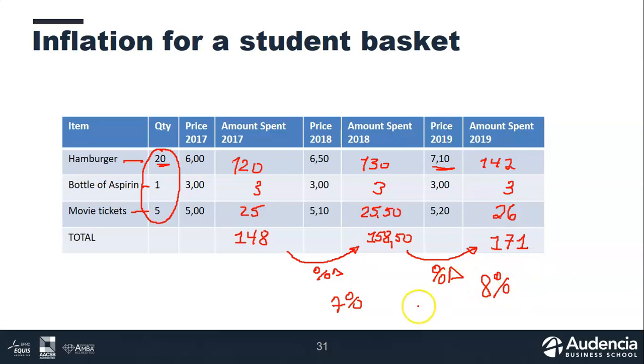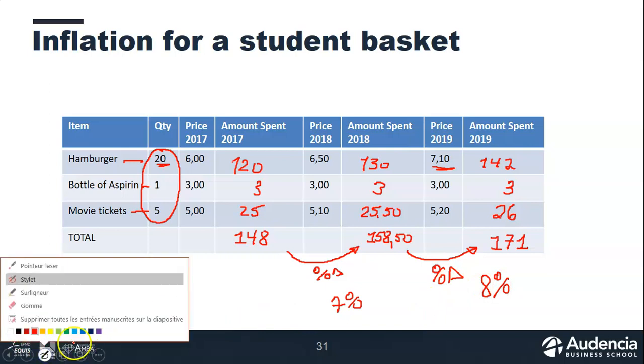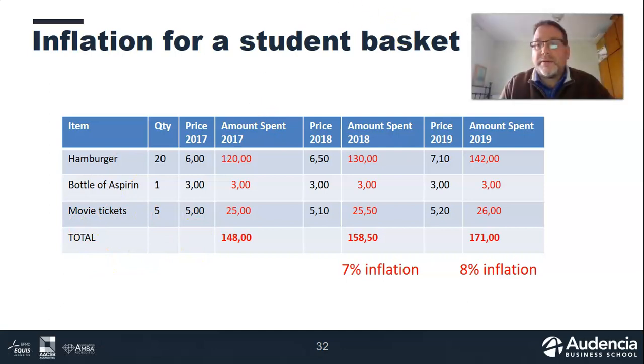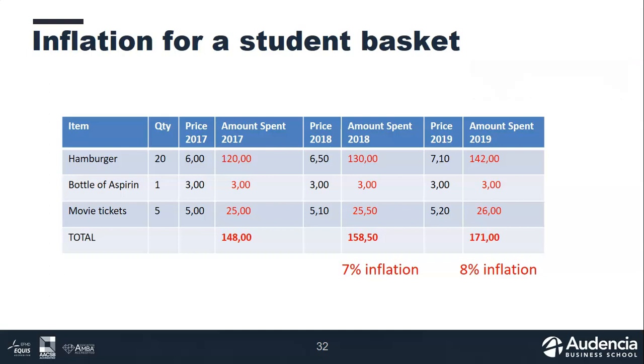Let's see if I got that right. So we can come back here. We'll go on to the next item. Turn this off. We'll see if my calculator is right. Yes, I did it right. I'm so happy with myself. I did the math. And so, as we see here, the inflation rate has gone up because we see the amount we spend on that basket of goods and services has gone from 148 to 158.50 to 171. And we've calculated the percentage change in how much we spend for that basket of goods from one year to the next. Let's move on.